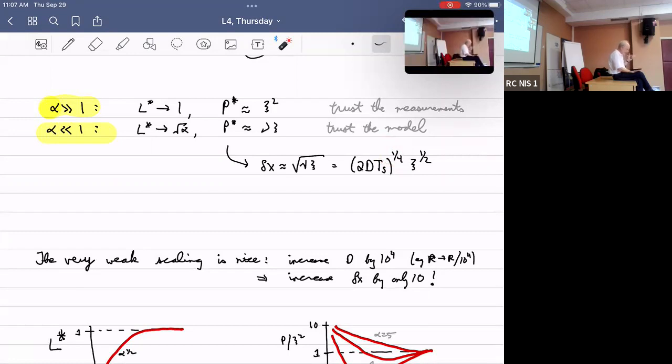So what's interesting is that the uncertainty is only very weakly scaling with the diffusivity of the particles. You can increase E by a factor of 10,000 times and only get a factor of 10 in uncertainty. And so that opens up the possibility of tracking very rapidly diffusing objects.